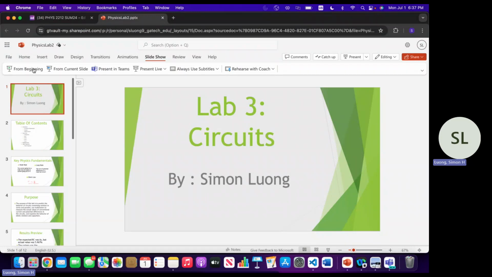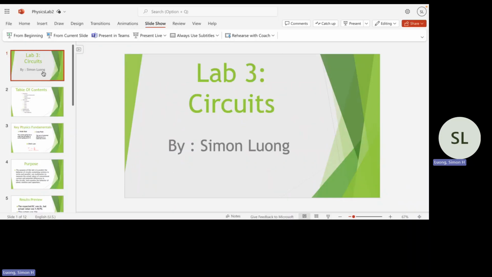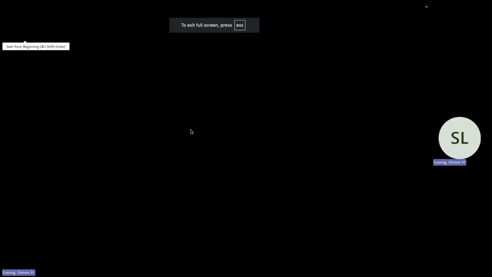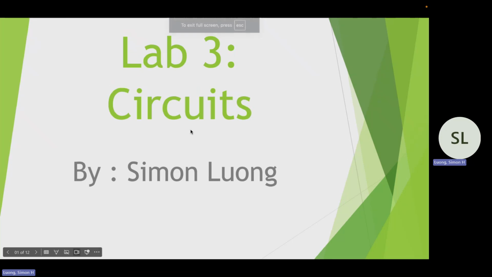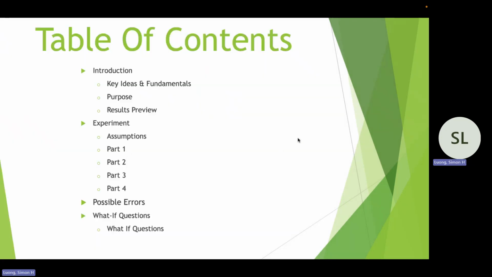Okay, so this is my lab 3 for circuits. Table of contents wise, I'll be going through the introduction, the key ideas and fundamentals, the purpose, the results preview. In terms of experiments, I'll go through the assumptions, parts 1, 2, 3, and 4 of my experiment, the possible errors, and then finally the what if questions.